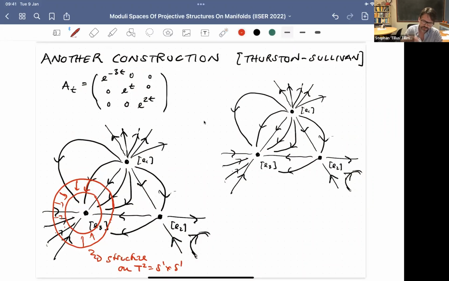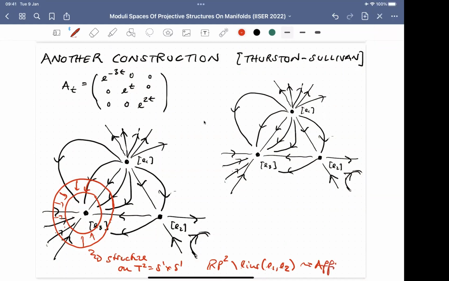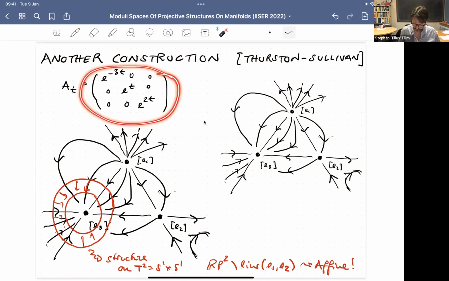Yeah. So the image of this developing map is contained in a patch that's kind of P2 minus the line that's spanned by E1 and E2. Okay, so in that sense, right, we get sort of an affine structure. And this affine structure, I mean, it's not a Euclidean structure, because this one here is not a Euclidean isometry, but yeah, it's a perfectly fine affine structure.